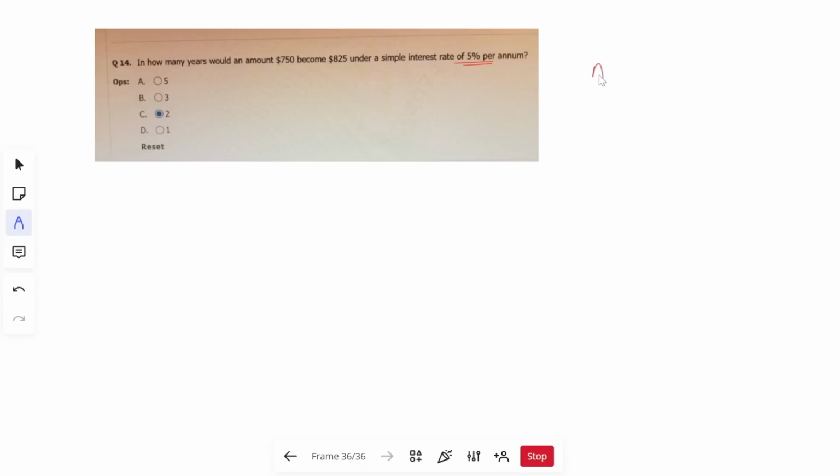This is a question based on simple interest. So in simple interest, we have a simple formula, that is amount is equal to what? Principal plus simple interest. Okay, now we have to find what? We have to find how many years, which means we have to find the time value. Okay, just understand that. So see, in this formula, where is time? There is nowhere time, right?